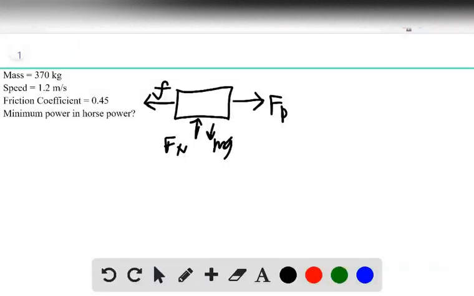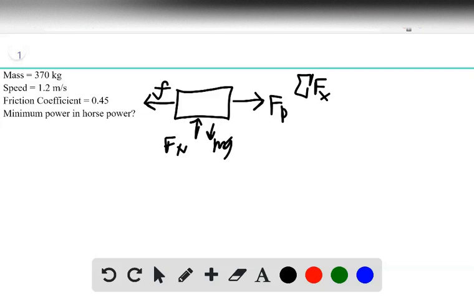Hey everyone, this is question 70 from chapter 6. All right, so this problem asks us to find the horsepower needed to drag a box across a level ground at a certain speed. So I went ahead and drew a free body diagram. So we have the force pulling to the right, friction opposing it, and then we have the normal and the gravitational force. So let's go ahead and do sum of forces in the x and the y.